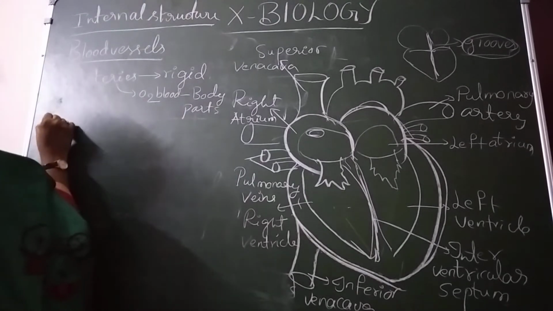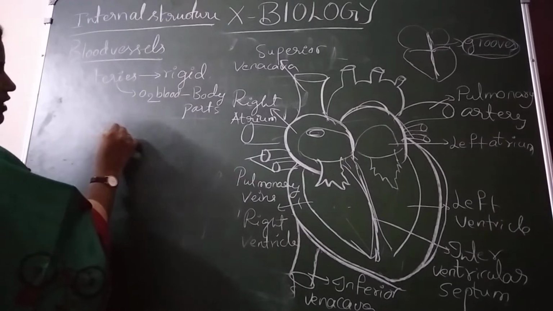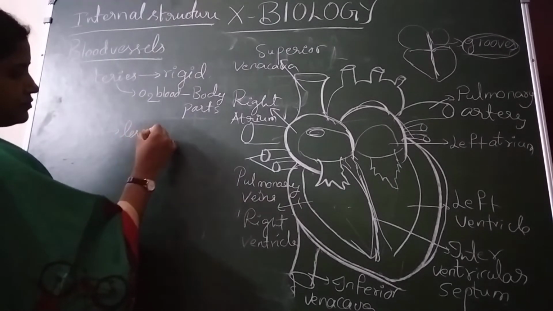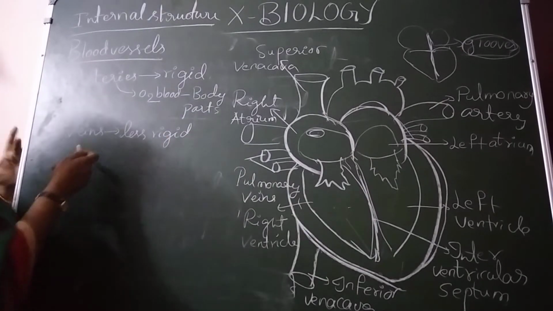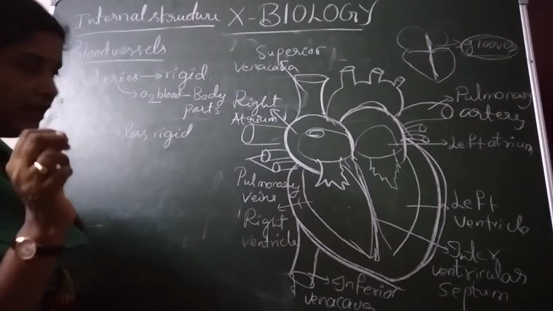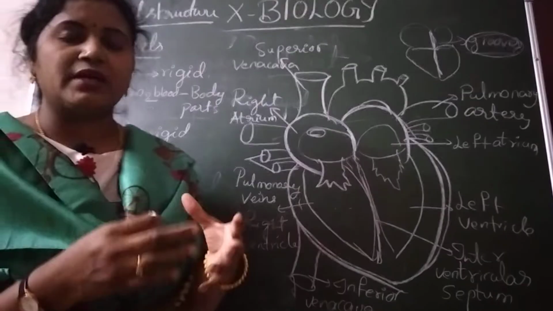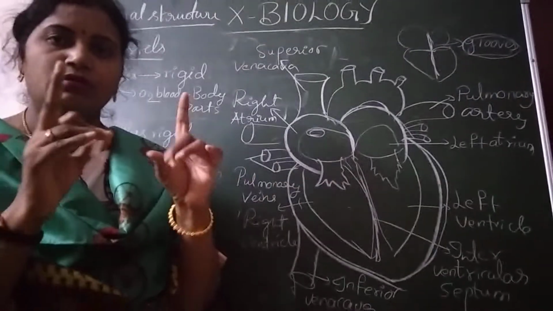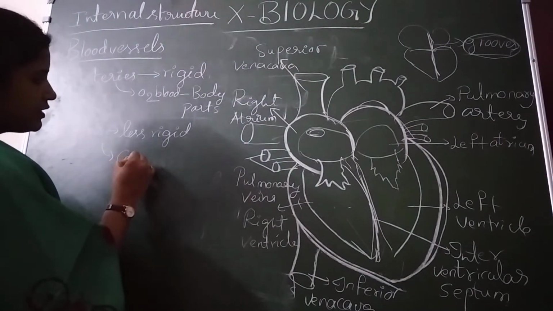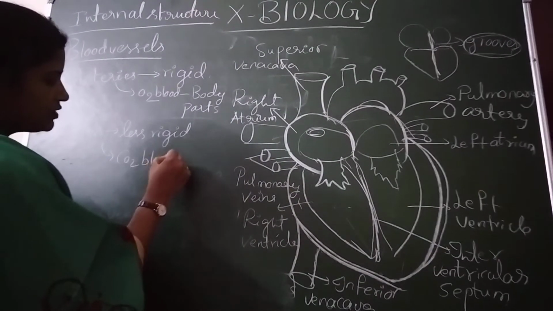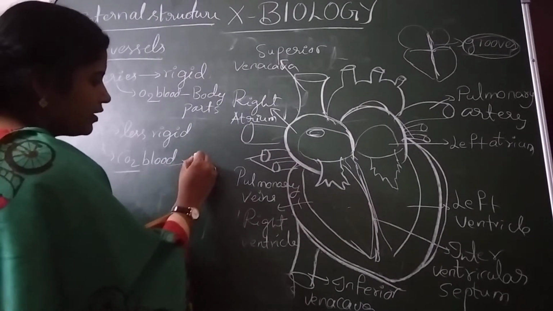Then second one, veins, less rigid. Means when compared to arteries, veins are thinner. Okay, veins are thinner. Why? Because they no need to take blood to all the body parts, only their function is to carry deoxygenated blood. What is the meaning of deoxygenated blood? Carbon dioxide containing blood to the heart.